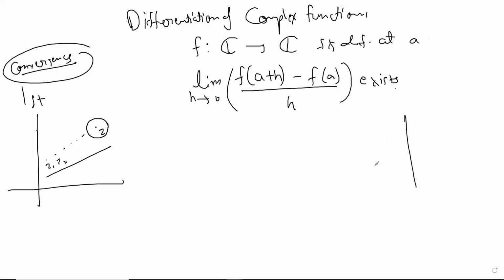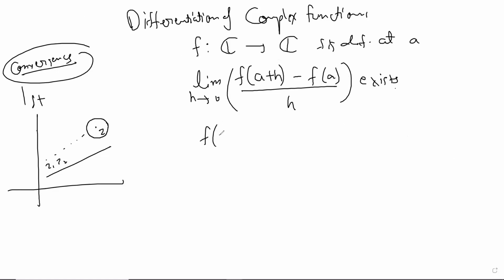Now what does it mean? It means that h tends to 0, which means you have to try out all values of h in a neighborhood of the origin, and see if this complex number goes close to some fixed complex number, and that will be called the derivative. All right. Let's quickly take an example.